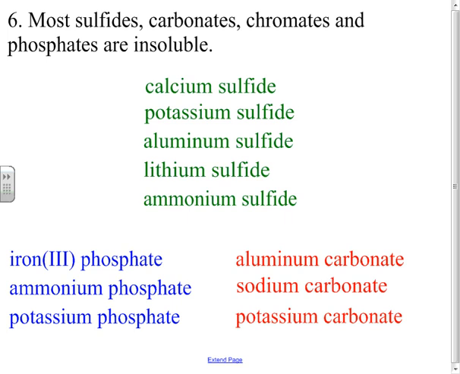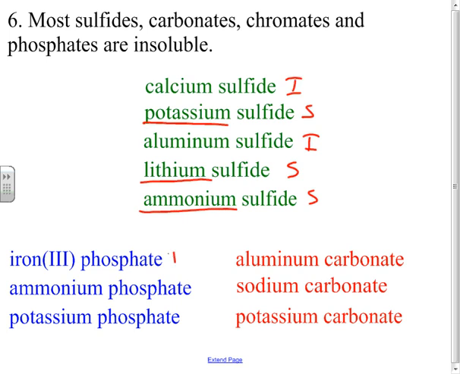Rule 6: most sulfides, carbonates, chromates, and phosphates are insoluble. The only soluble ones are going to be those that agree with Rule 2, that is group 1A phosphates, carbonates, chromates, and sulfides will be soluble, and ammonium salts of those will be soluble. So calcium sulfide, insoluble. Potassium sulfide, soluble because it's potassium. Aluminum sulfide, insoluble. Lithium sulfide, soluble because it's got lithium in it. Ammonium sulfide, soluble because it's got ammonium in it.